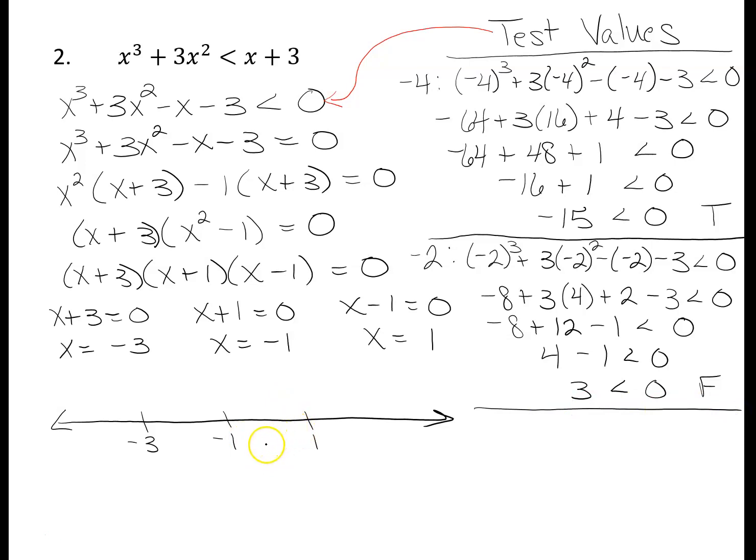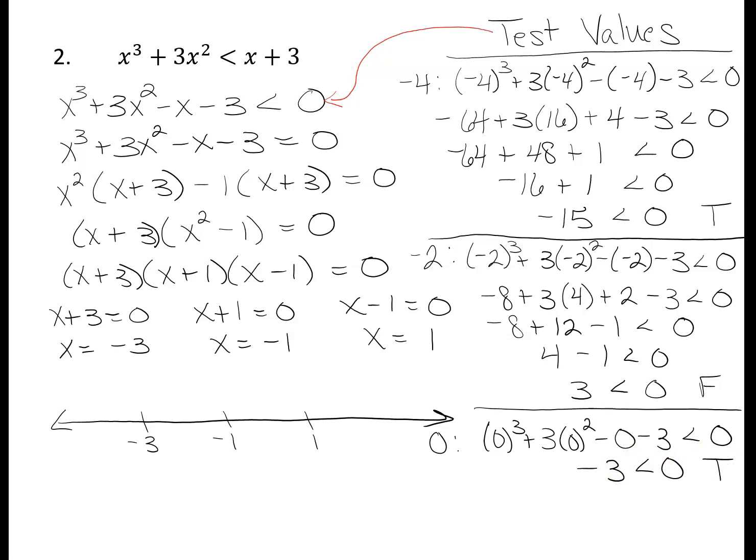Okay, third interval. We need a number between negative 1 and positive 1. We could certainly choose 0 there. Let's do that. And back into our function. So it'll be 0 cubed plus 3 times 0 squared minus 0 minus 3 less than 0. So it's going to be 0, 0, 0 minus 3. That whole left side then will be just a negative 3. And negative 3 is less than 0. That is true.